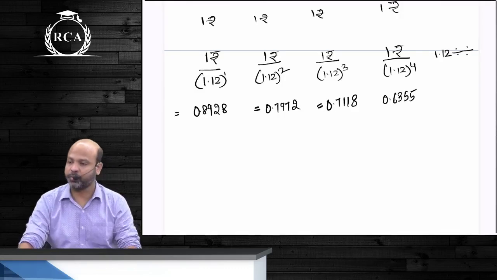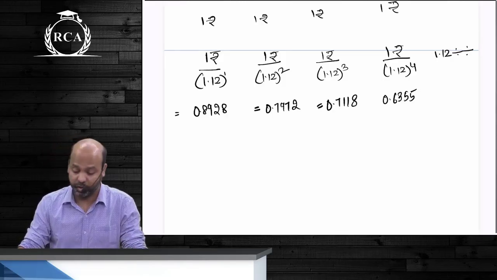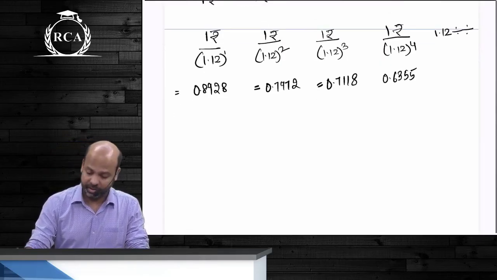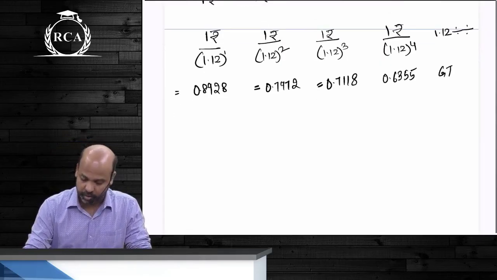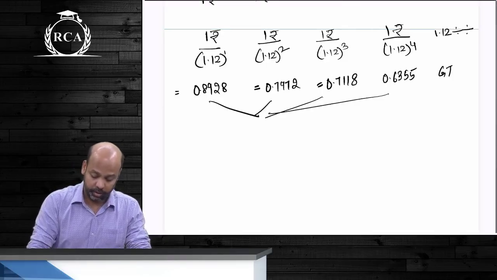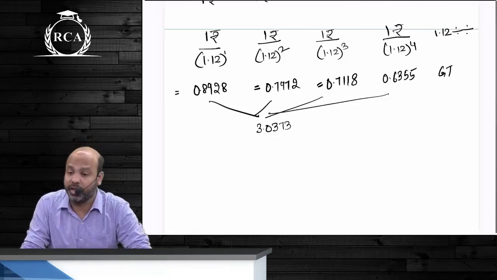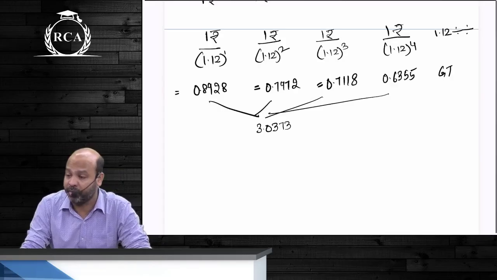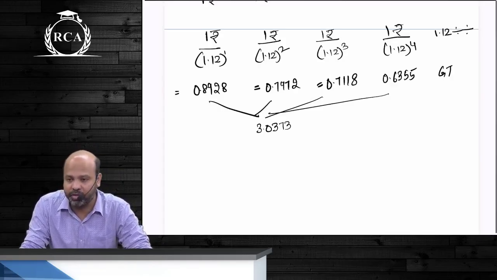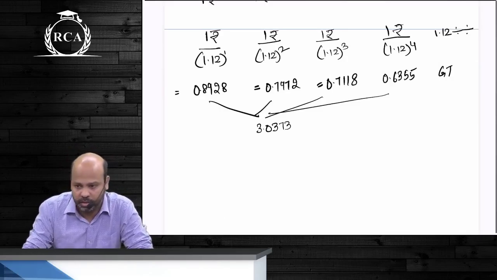6355. You deposit 0.6355 today, you're going to receive 1 rupee after 4 years at an interest rate of 12%. After this, if you press GT, which is the total of all of this, you will get 3.0373. If you deposit 3.0373 today, you're going to receive 1 rupee every year for the next 4 years. This 3.0373 is called the present value annuity factor.